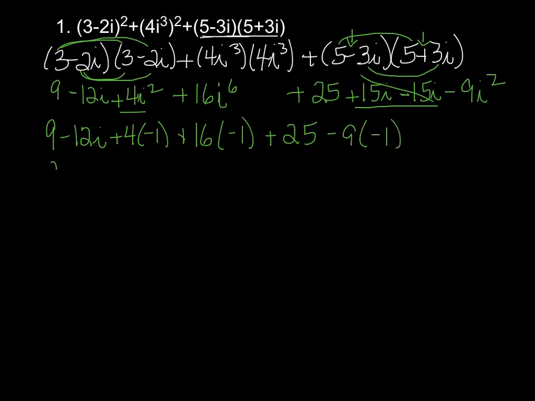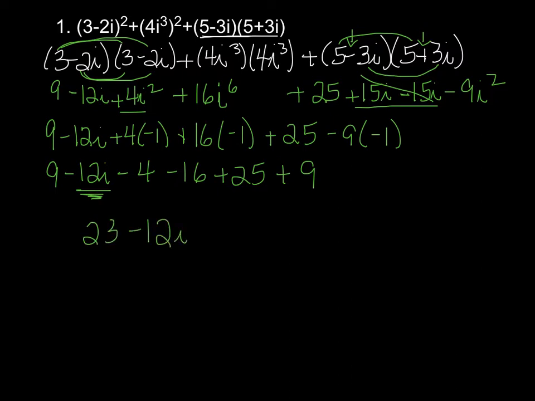So now, let's just simplify a little bit more. 9 minus 12i. That's going to become a minus 4, a minus 16, a plus 25, and then negative 9 times a negative 1 is a positive 9. All right, so the only odd man out here is the 12i term. So what I'm going to do is 9 minus 4 minus 16 plus 25 plus 9. And when I do all of that, I will get 23, and then minus 12i, and there we go. So that is our answer, which is choice 2.